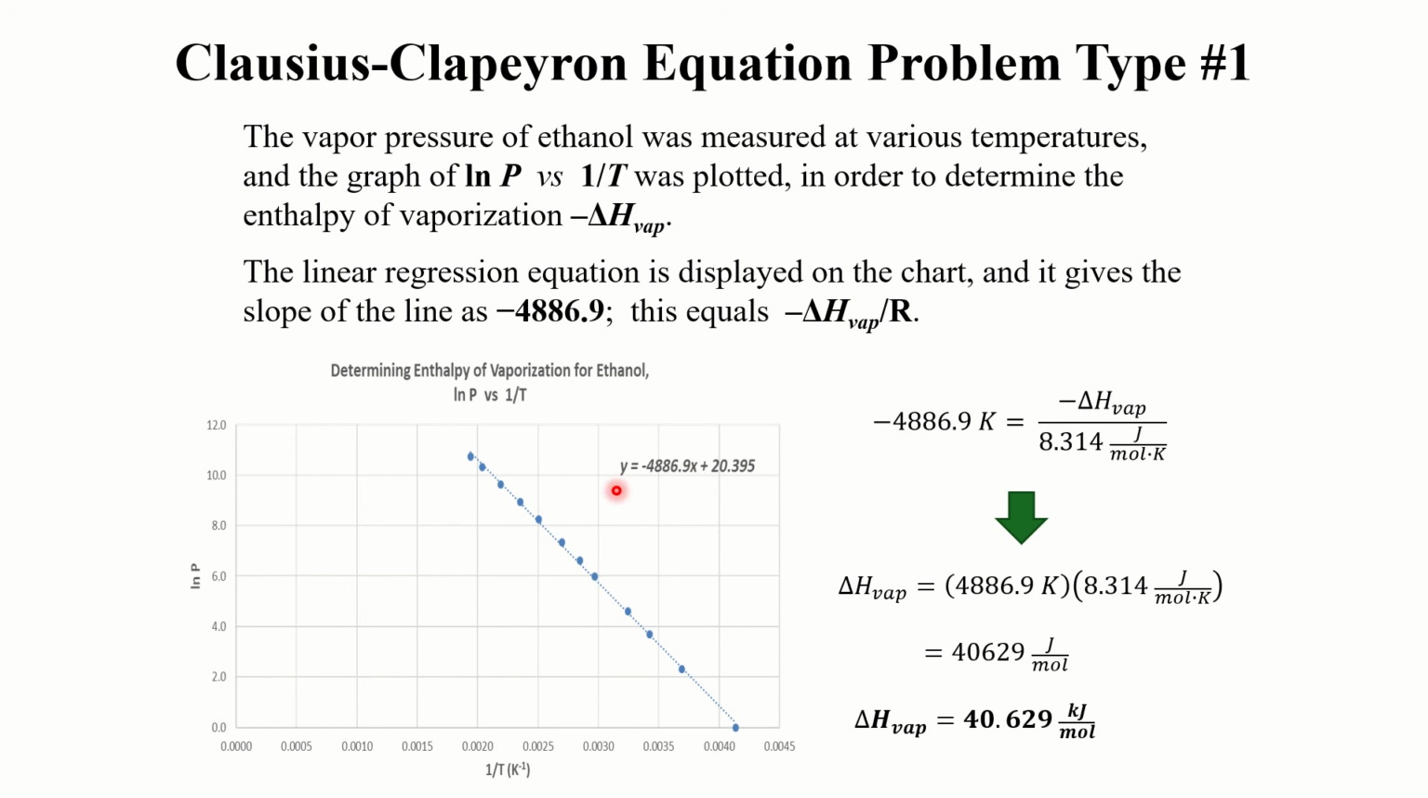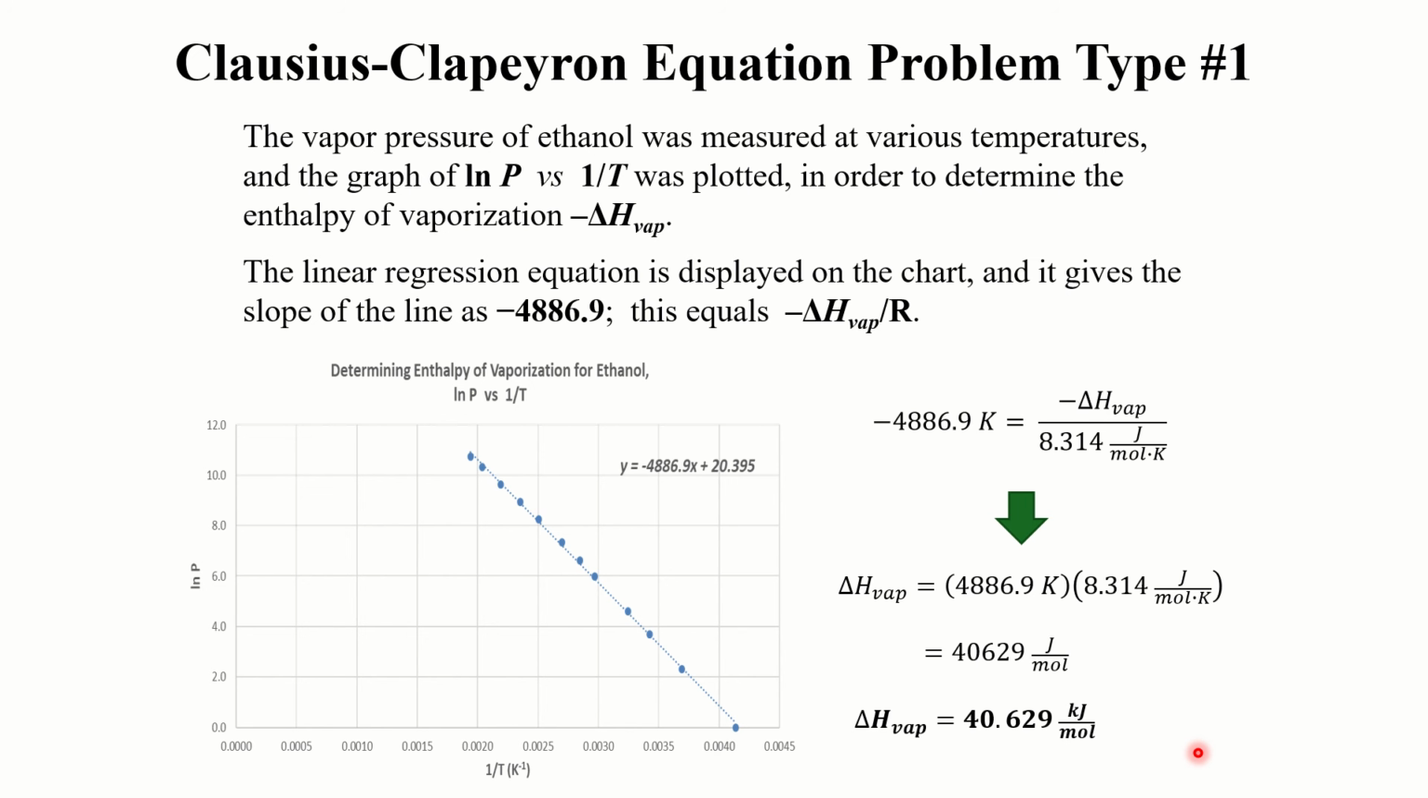So we have negative 4,886.9 Kelvin equals negative delta H vaporization over 8.314 joule per mole Kelvin. So I simply multiply this term from the right to the left. The units of Kelvin cancel, and this gives me an answer of 40,629 joule per mole. These values are more commonly put in kilojoules because they're very large. So I would say the final answer here would be 40.629 kilojoules per mole.